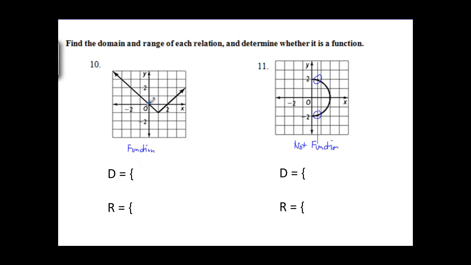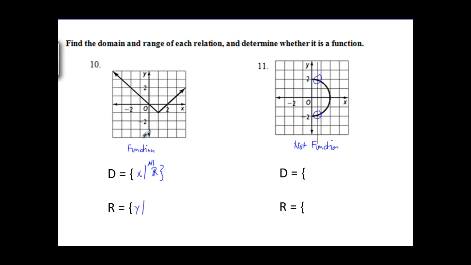Domain. I can start here. Everything to the left, this arrow means that it continues forever, so this is all of the negatives. And if I go this way, the arrow continues, and I can still go over and up to the graph, so I can go all positives. So the domain is the set of all x such that x is all real numbers.